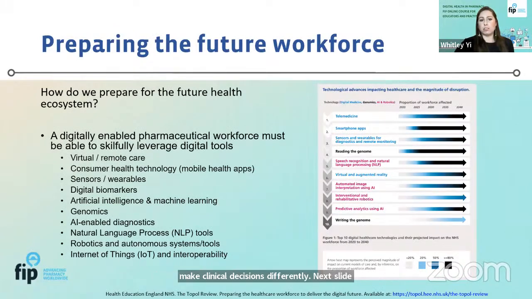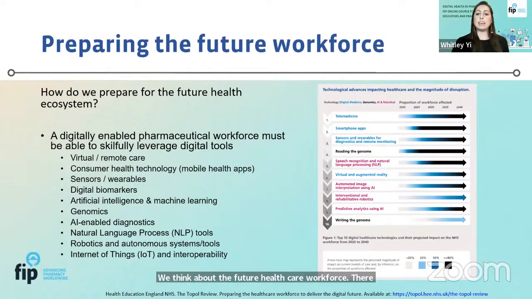As we think about the future healthcare workforce, there have been several key sectors that are believed to have some of the biggest disruption, including telemedicine and smartphone apps, and looking at genomics as well as artificial intelligence. And ultimately, we have to have a workforce that's not only familiar with these tools, but more so familiar with the underlying concepts of how to use them, right?